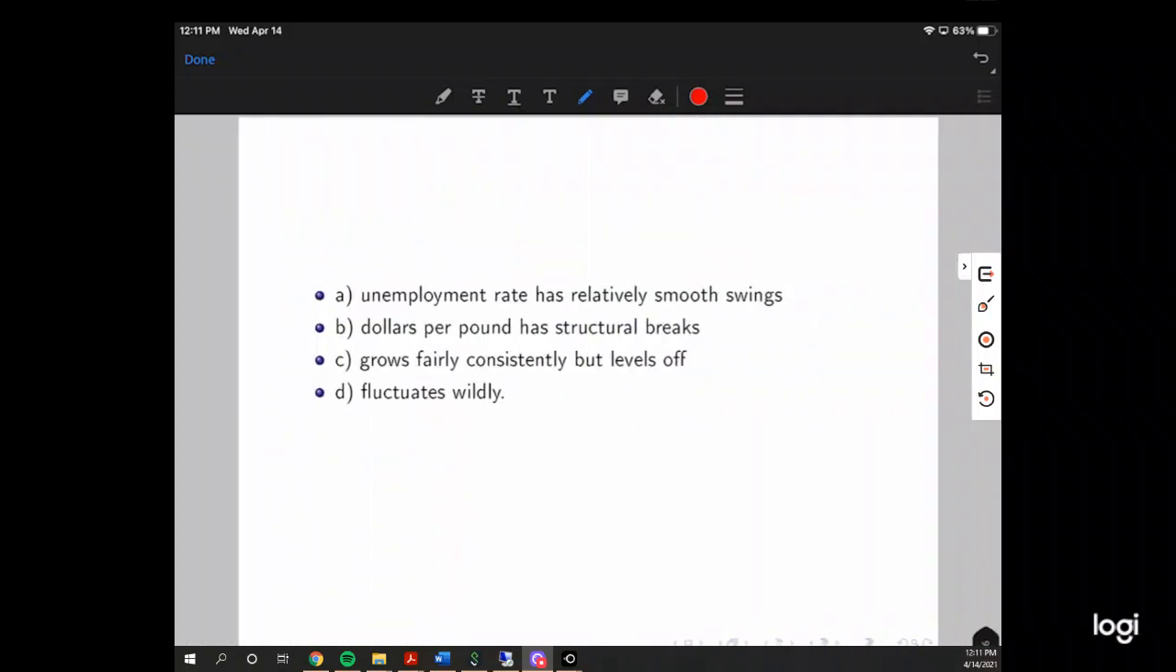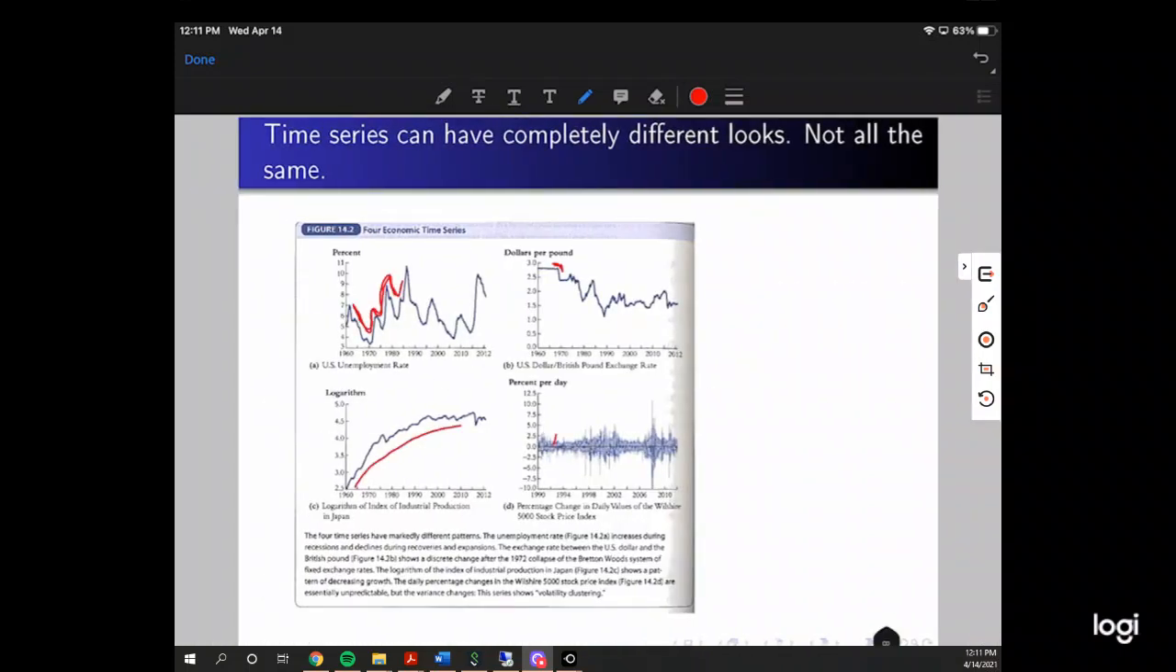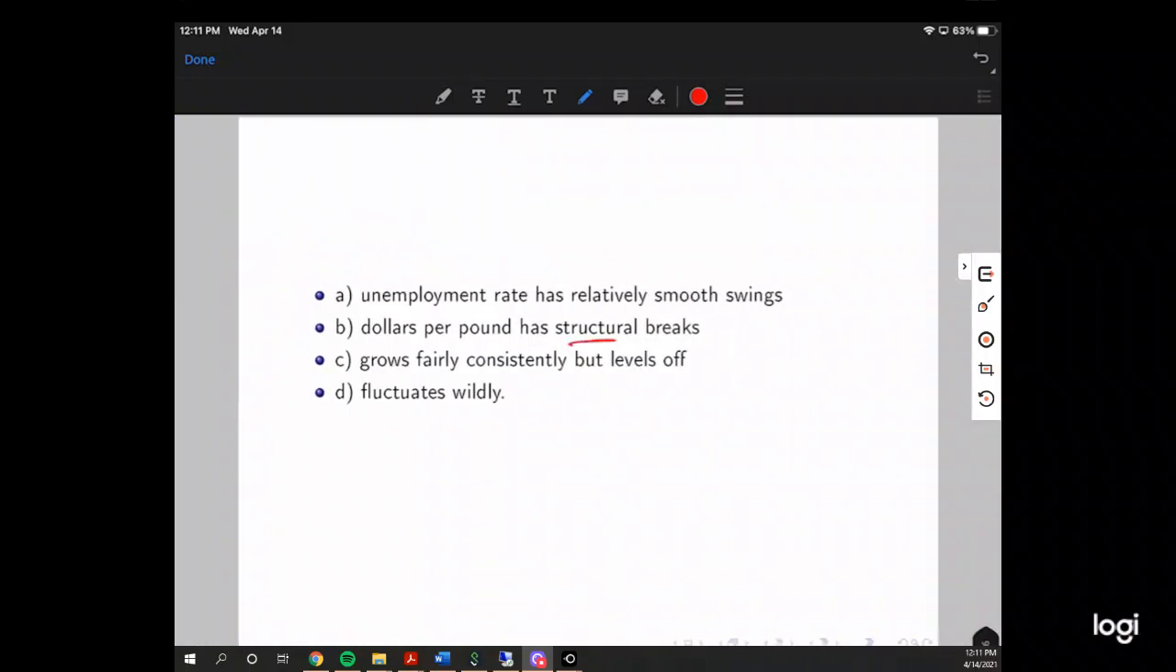So we can have different sorts of structures to our time series. The unemployment rate has relatively smooth swings. The dollars per pound has what we talked about, structural breaks. Letter C is the logarithm of unemployment rates. This grows fairly constantly but levels off, and then D is essentially like a stock price which fluctuates widely. We have to think about dealing with all of those things in time series.